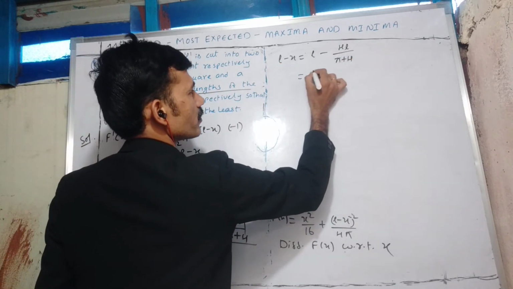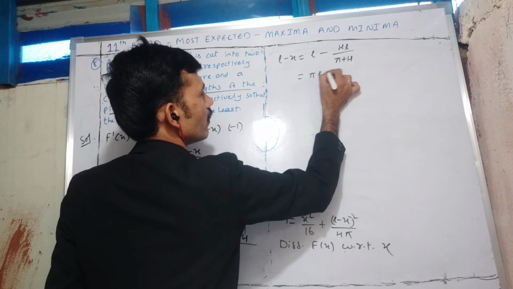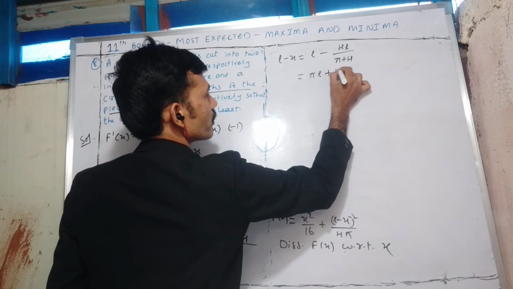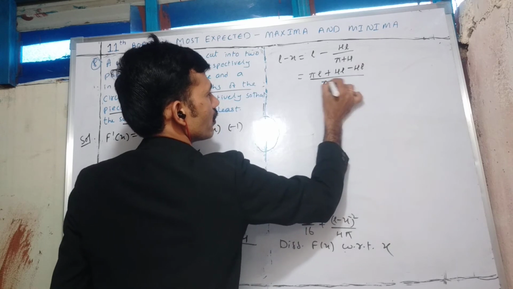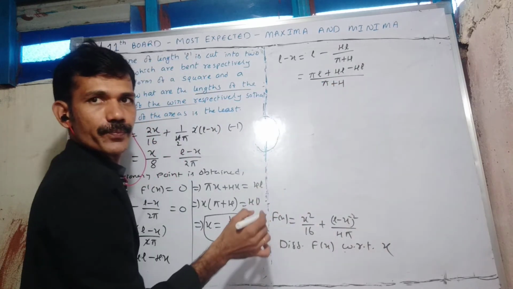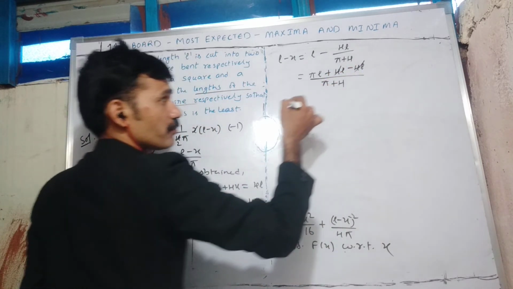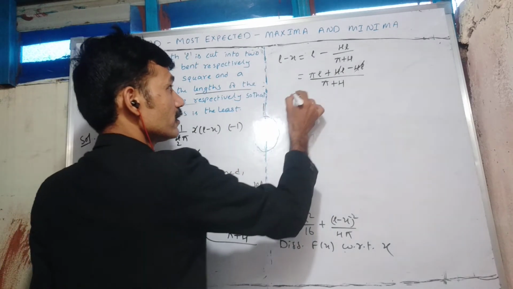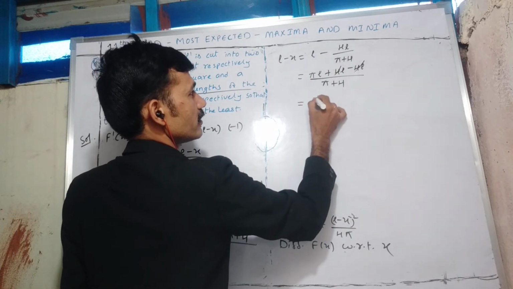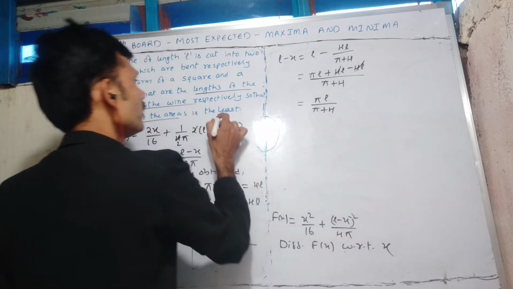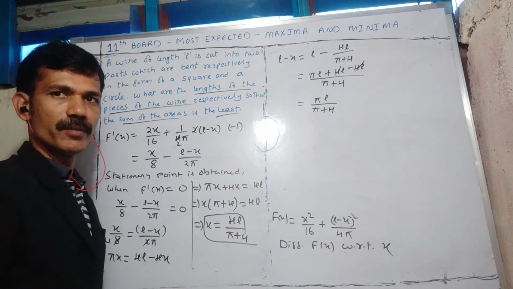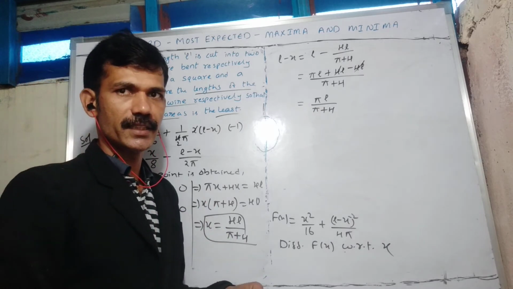We'll do cross multiplication, that is πL. 4 if you multiply 4 times L, here minus 4L is there. 4 upon 4, π plus 4. Here minus 4L plus 4L can be cancelled. So what is the another piece length? πL upon π plus 4. Whether it is minimum or maximum, for that we have to do second order derivative test.